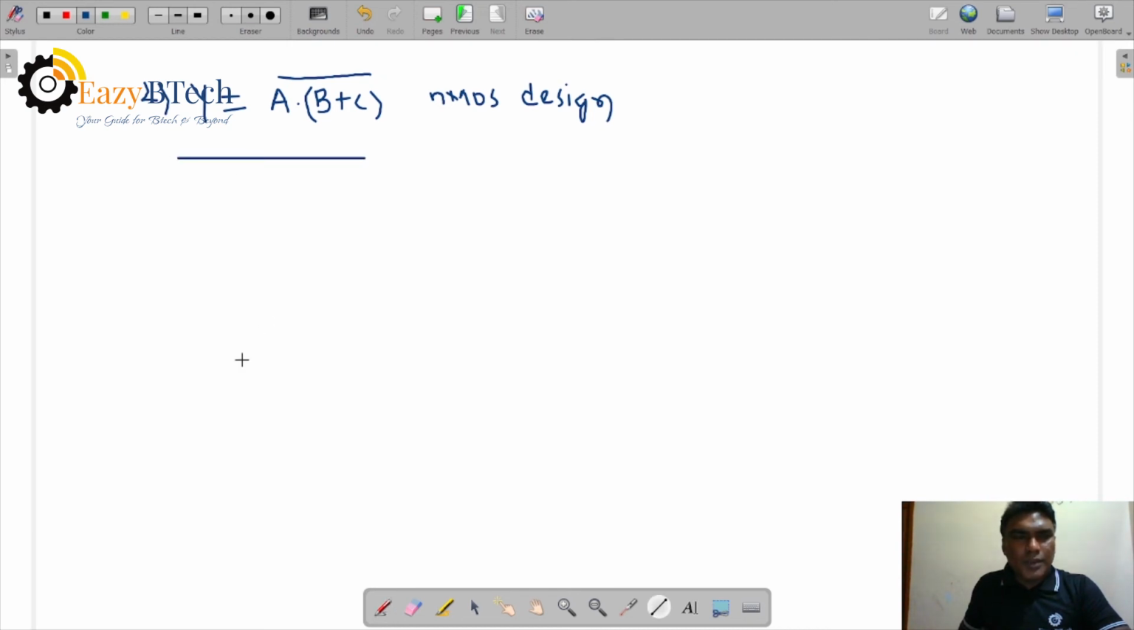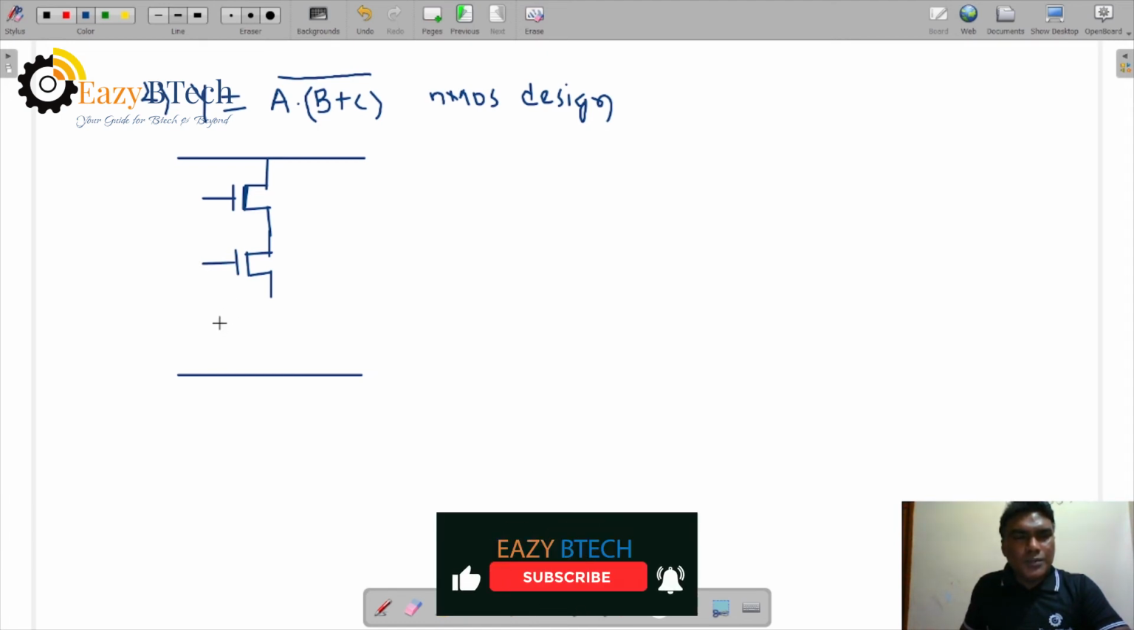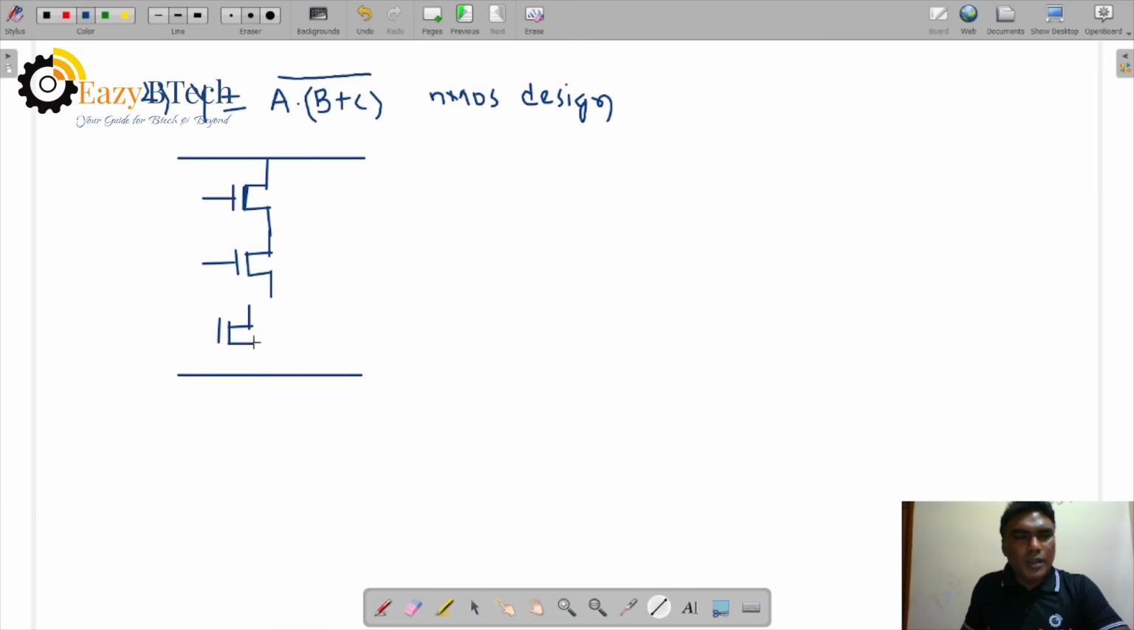The circuit diagram has VDD and VSS. The pull-up transistor is a depletion mode transistor. Depletion is constant and it will be the same. And A is in series with B plus C. How are B plus C connected? B plus C are in parallel. You see this one, these are parallel, and A is in series. And here we can take the output terminal.